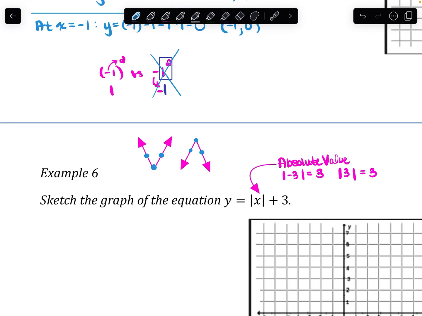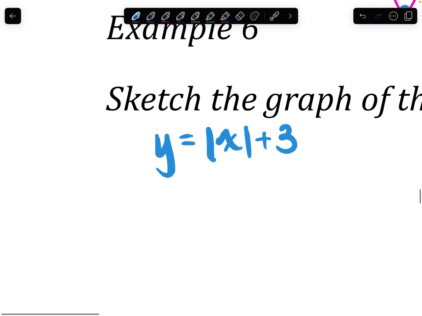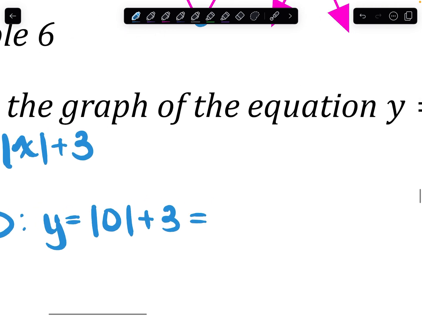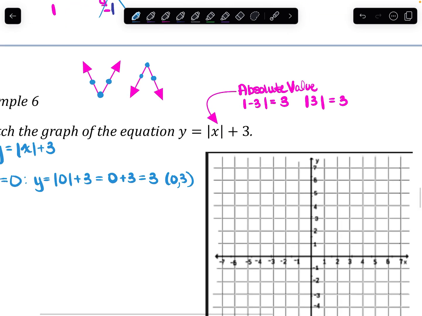So just like before, I'm still going to start at 0. So y equals the absolute value of x plus 3. And then we're going to check 0 first. So at x equals 0, plugging in 0 for x, y is the absolute value of 0 plus 3. The absolute value of 0, how far from 0 in distance is 0? Well, it's 0 away because it's on top of itself. So 0 plus 3 is 3. So our first coordinate is the ordered pair 0, 3. And 0, 3 is straight up the y-axis here.